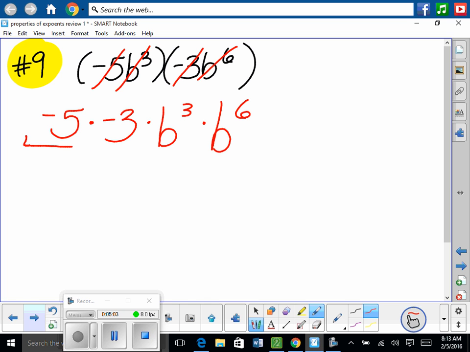So then multiplying it together carefully, negative 5 times negative 3 is positive 15, yeah? And then we're multiplying the same base. So this is where we add our exponents. So we'll have b to the 9th. And we're done. No negative exponents, nothing to fix. There's our answer.